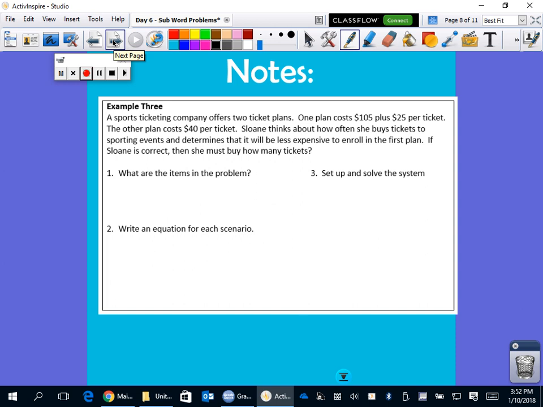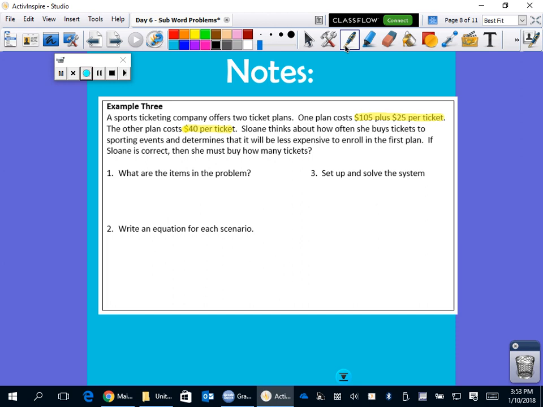All right, example 3. Again, we start by highlighting important information. A sports ticketing company offers 2 ticket plans. One plan costs $105 plus $25 per ticket. The other plan costs $40 per ticket. Sloan thinks about how often she buys tickets to sporting events and determines that it will be less expensive to enroll in the first plan. If Sloan is correct, then she must buy how many tickets?